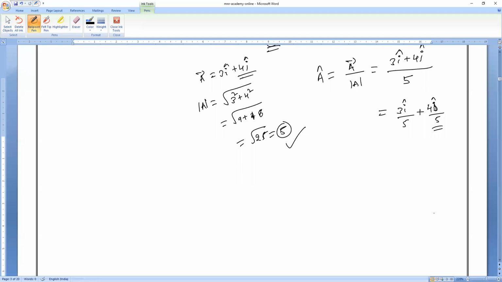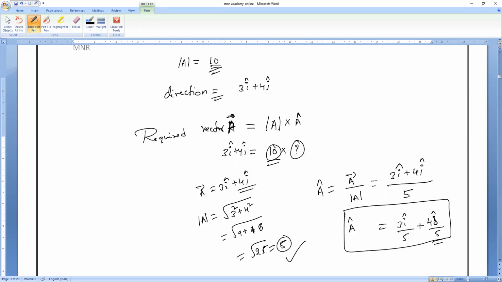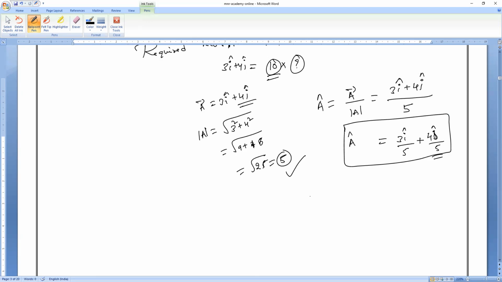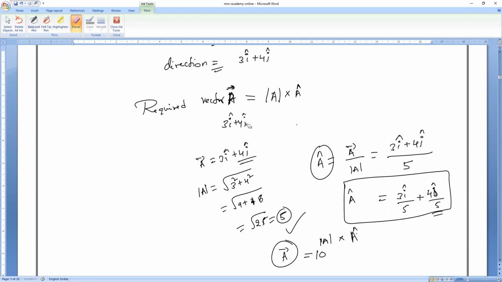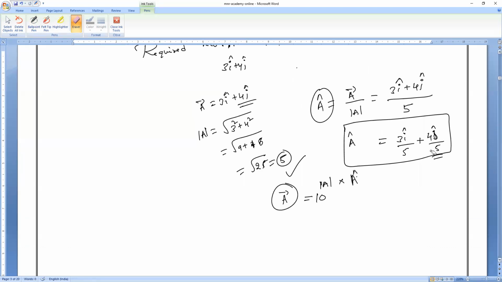So this is the A direction. What is the given magnitude? Given magnitude is 10. So this is the A cap, and if you multiply the magnitude into this direction A cap, we will get the original vector. That is what you have to remember. So 10 into A cap is 3i cap divided by 5 plus 4j cap divided by 5. Make it, everybody, and tell me what is the answer.